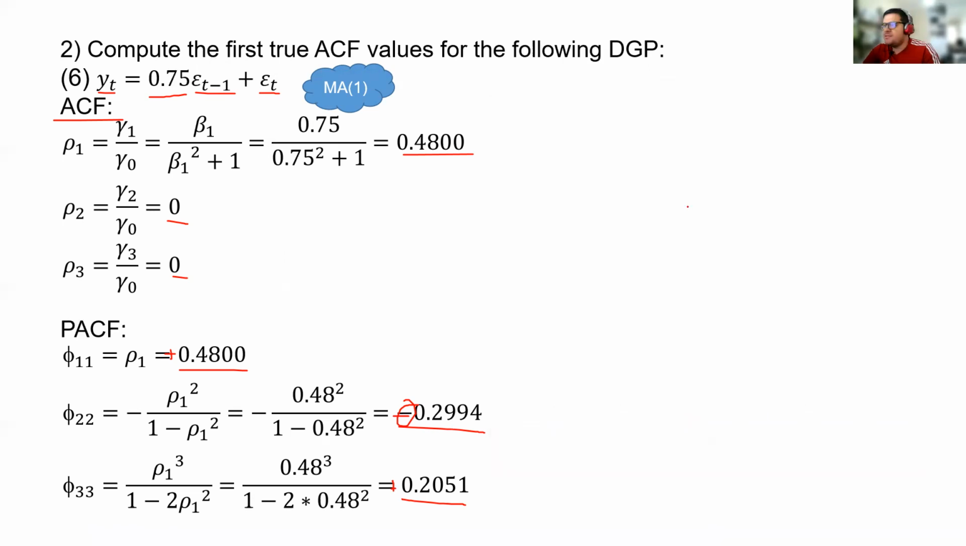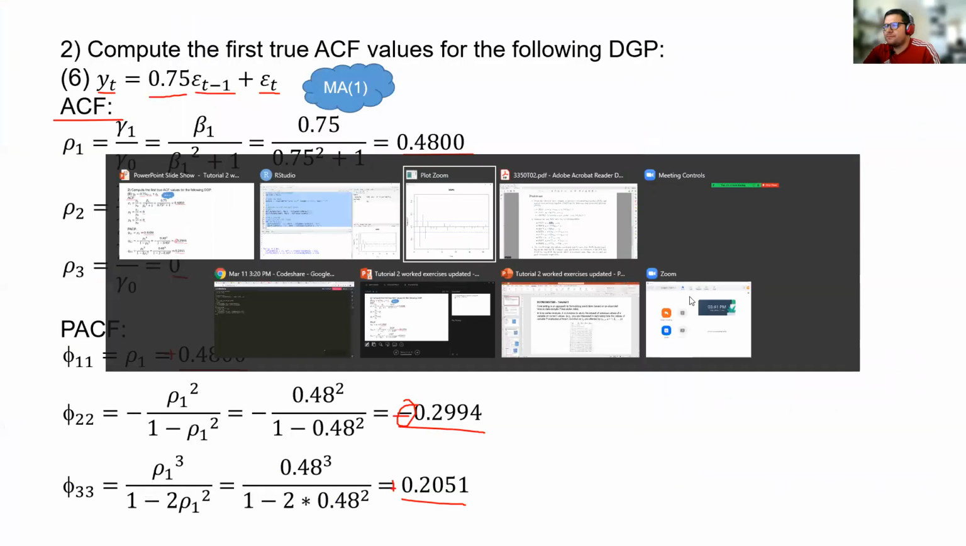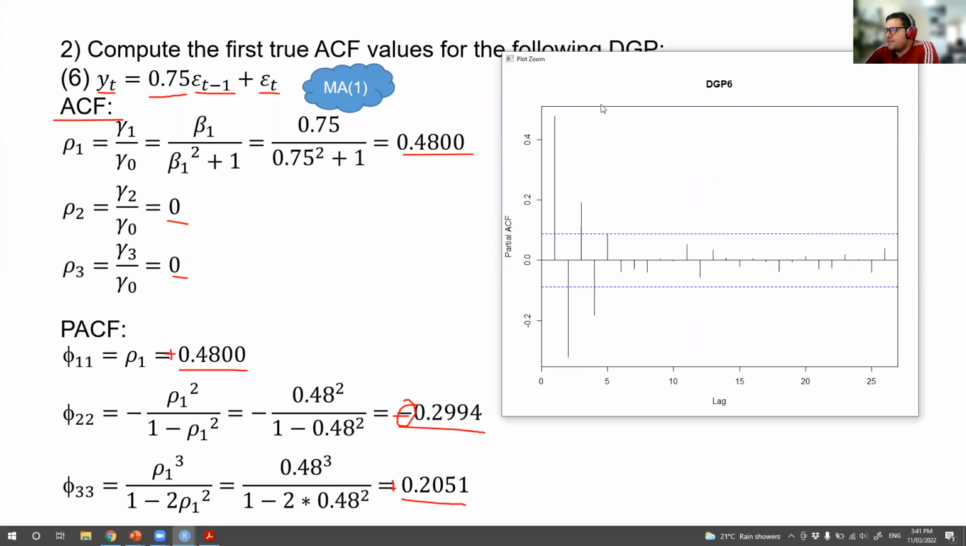And now the PACF. You can notice how it starts at 0.48, then it will start to decay, oscillating towards 0.